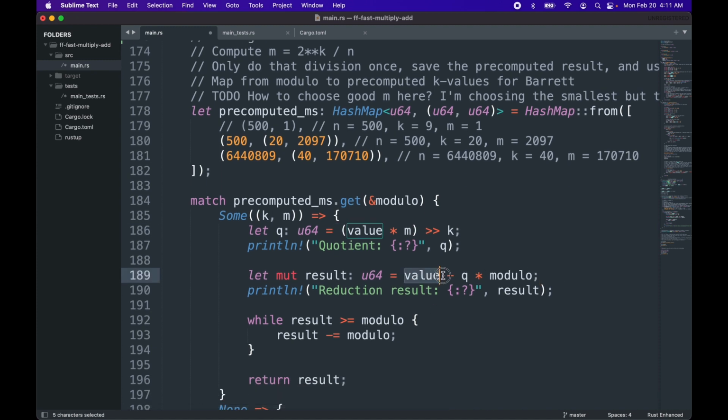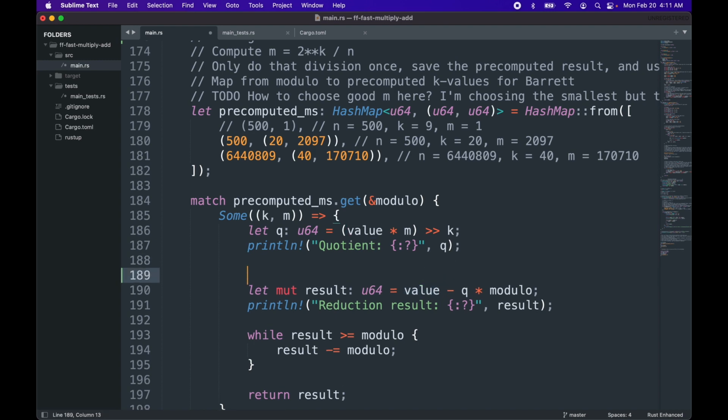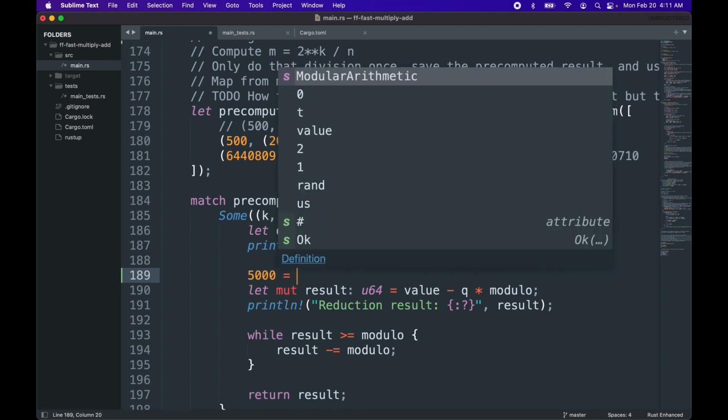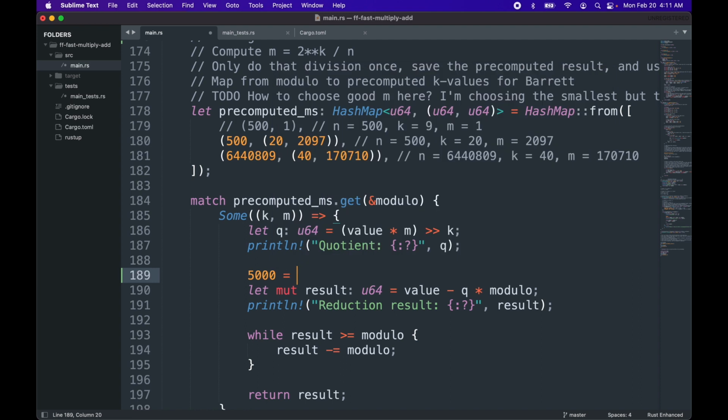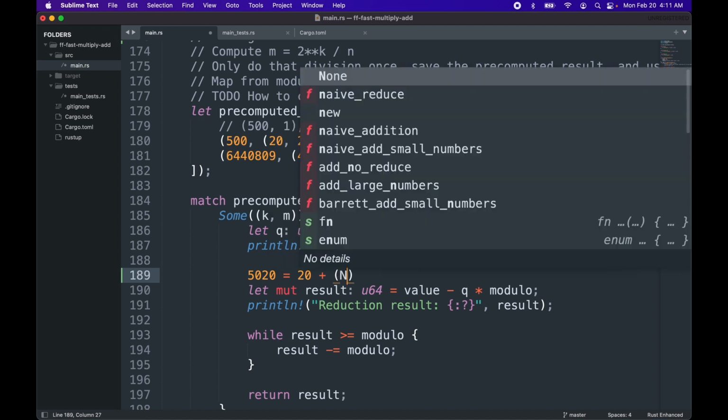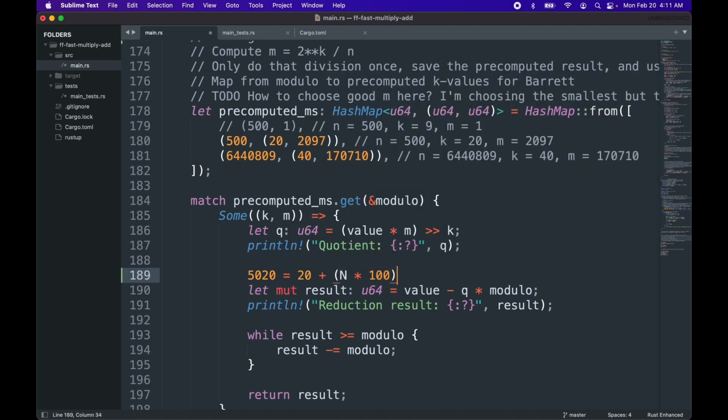And then the result will be, you have your original value, which is something like 5,000, but I have a modulo of, let's say it's 5,020, but my modulo is 100, right? That's actually just 20 plus some number times my modulo. And so this is here, and then I take away this part. That's what's happening here.